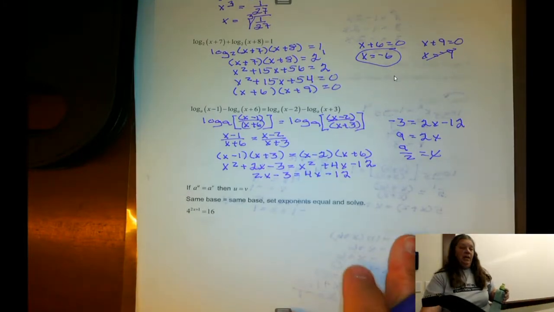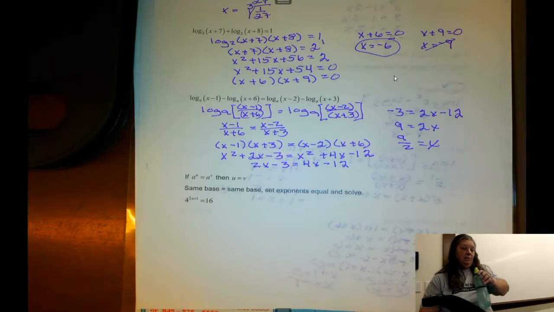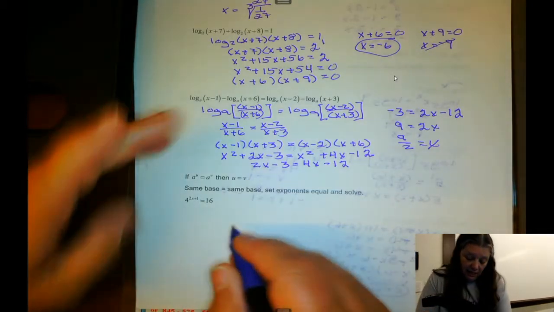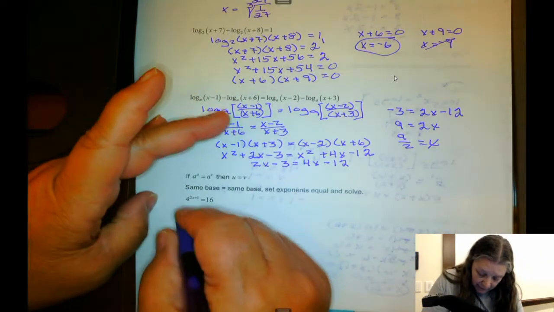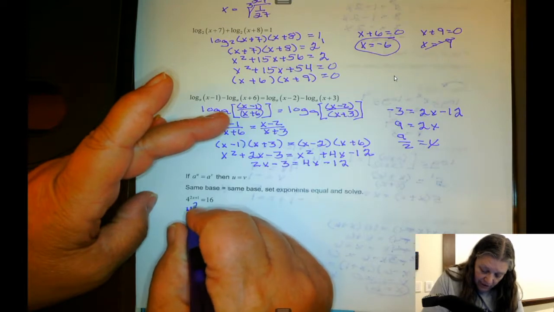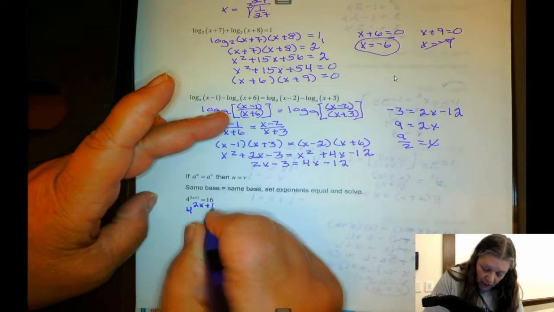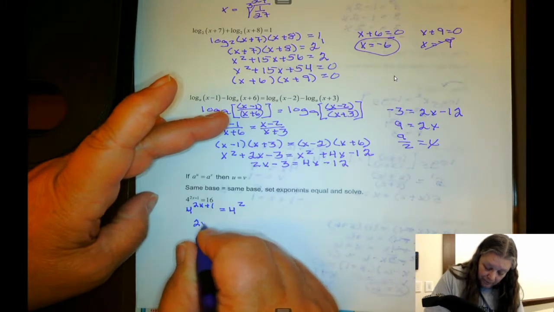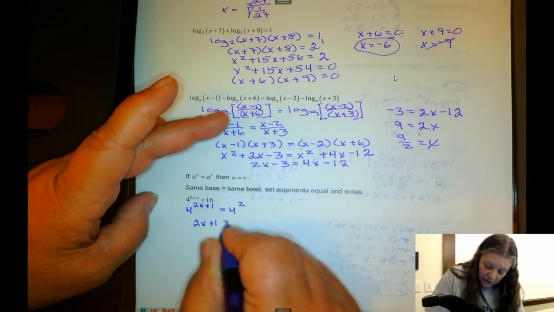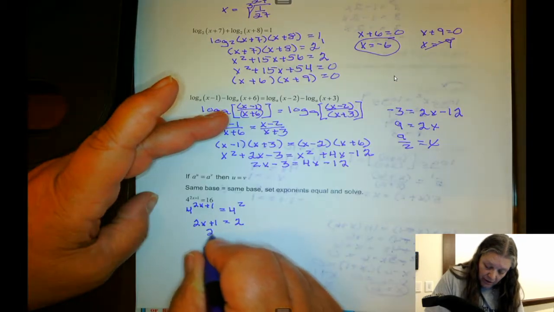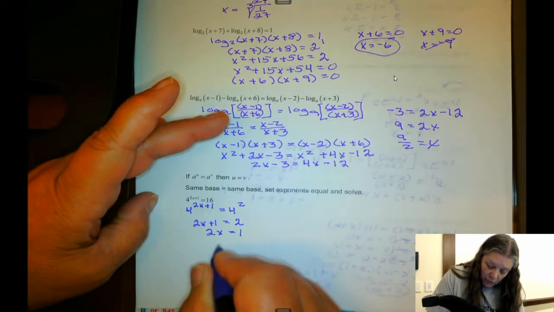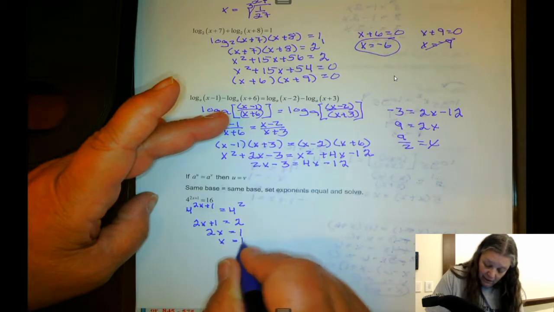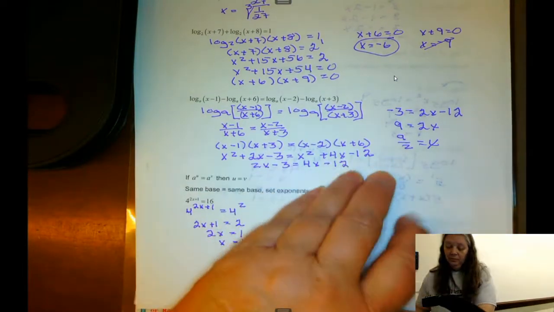Now some more exponential problems like one we've done previously. If the base is the same, set the exponents equal. So this is 4 to the 2x plus 1 equals 4 squared. So 2x plus 1 equals 2. 2x equals 1. X is 1/2.